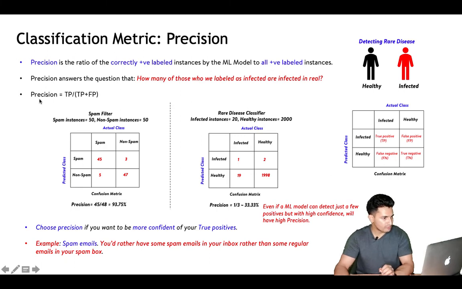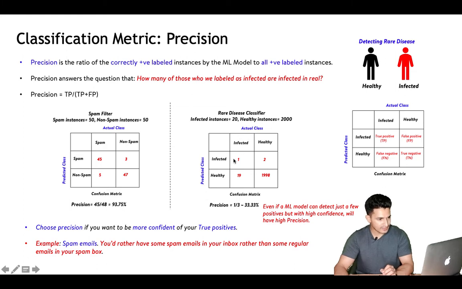So the formula of precision is true positive divided by true positive plus false positive. Precision answers the question, how many of those who are labeled as infected are actually infected in real? If we look at the same example, the spam one, the precision will be 45 out of 48 which are predicted as spam. So precision is 93.75%.